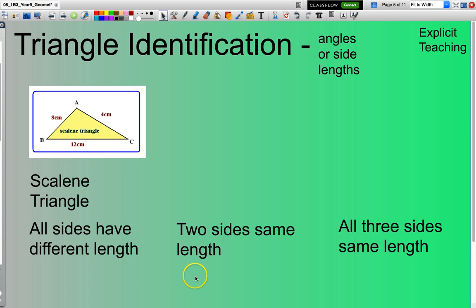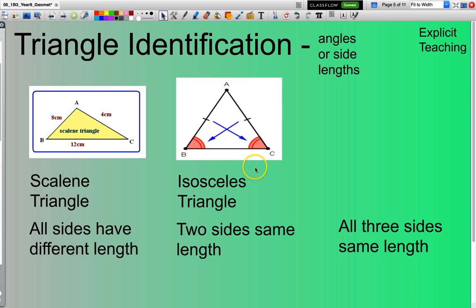If two of the side lengths in my triangle are equal, that triangle is known as being an isosceles triangle. And here is an example of an isosceles triangle. In this case, that length and that length are the same, and that angle and that angle are also the same. An easy way to remember the angles is the two angles which are the same are opposite the two side lengths that are the same.